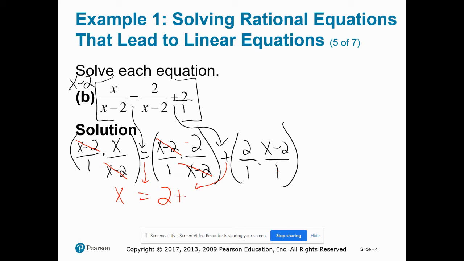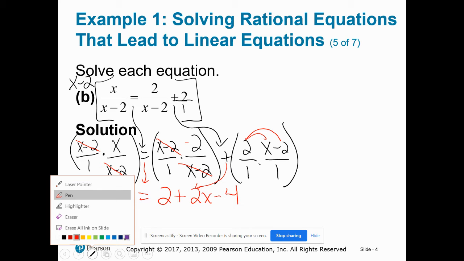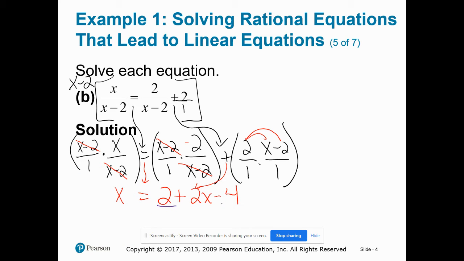We don't have anything to reduce in this last one, so we're just going to distribute the 2 by the x minus 2. 2 times x is 2x. 2 times negative 2 is negative 4. Work on combining like terms. I'm going to start with the 2 and the negative 4. 2 minus 4 is negative 2.